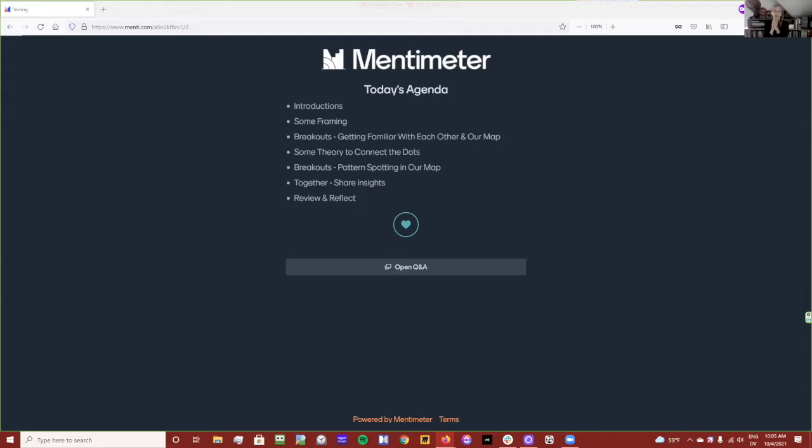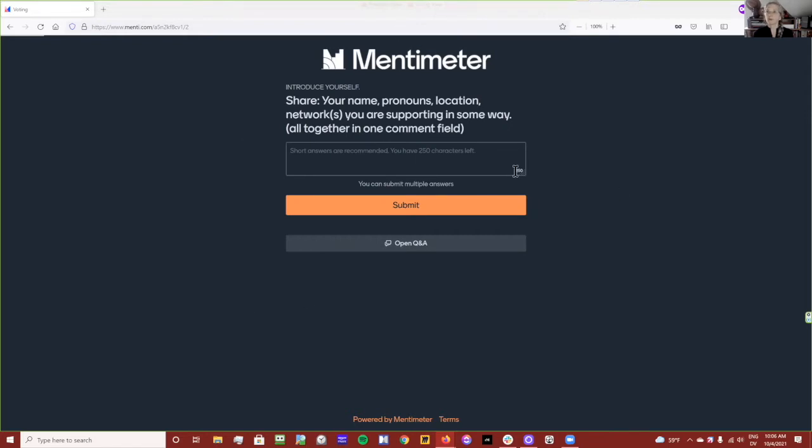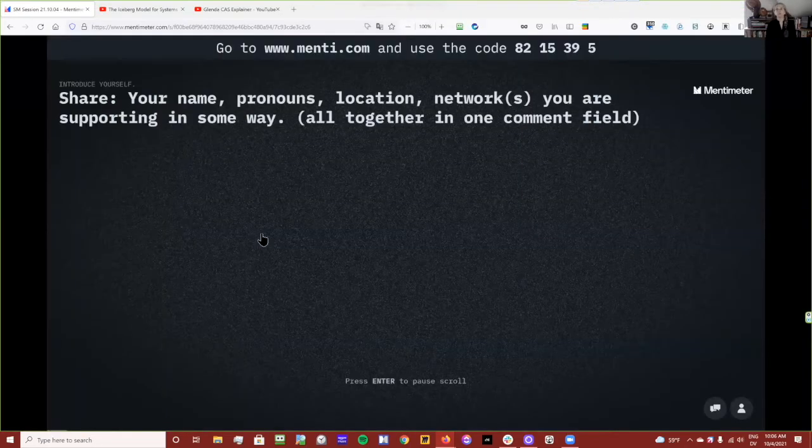There are going to be parts of this session where, ideally, you'll be able to look at my screen and see the results of the Mentimeter input. But there will also be times when you're going to want to go to your screen with the Mentimeter voting, where you can put input in. So there'll be a toggling back and forth, and I'll try to alert you to the best place to be looking at any given moment. We want to start with a screen on your Mentimeter where you can input your name, pronouns, location, and a network or networks that you're supporting in some way, ideally all together in one field so we can connect you to your networks in our minds. I'll give you a moment to do that.